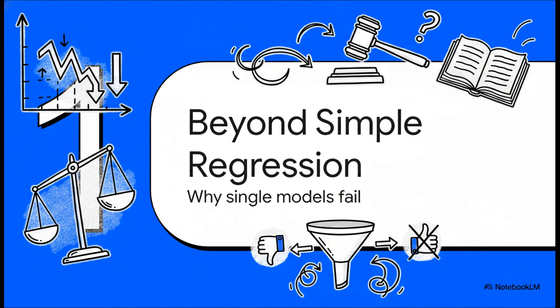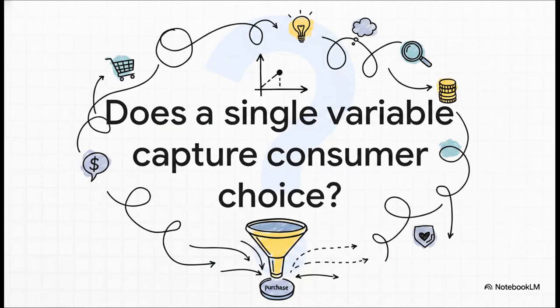So, starting with Section 1, Beyond simple regression analysis. Why single variable models fail in court. Now, when litigators bring an economic expert to the stand, a lot of times those experts rely entirely on simple regression to prove a direct link between a business's action and a market outcome.